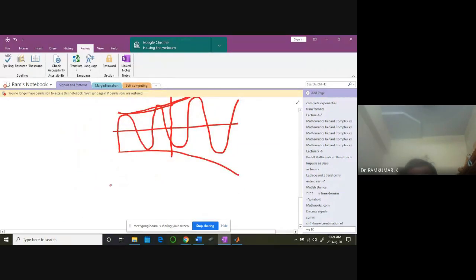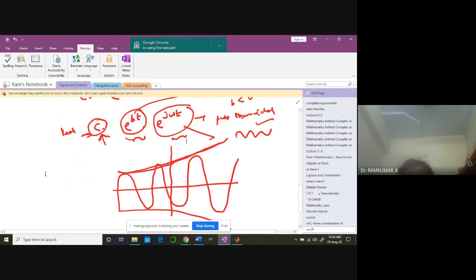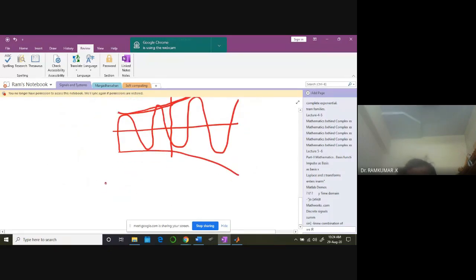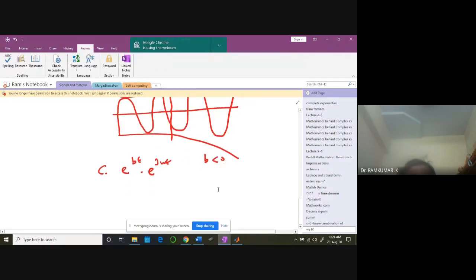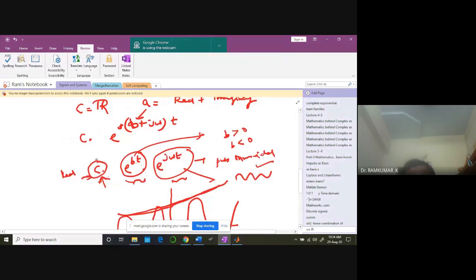Now the third case is decreasing amplitude: C e power bt e power j omega t, where B can be less than 0, and therefore it's going to have a decreasing amplitude. Do you understand where the C will sit? Can somebody tell me where the C will be? E power bt is exponentially increasing, I said. When I multiply it with C, what happens?